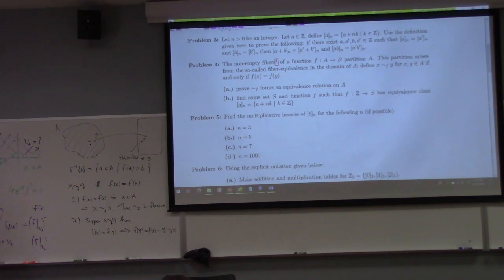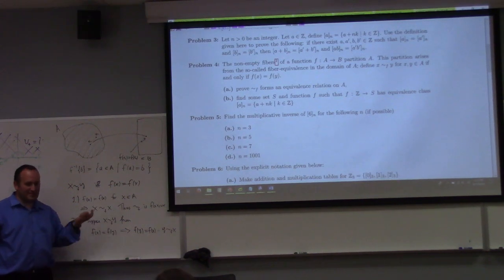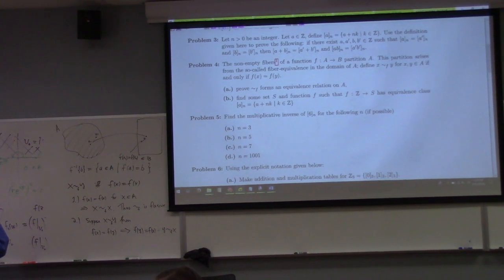Part B, it's the same as always, right? You assume x is related to y and y is related to z. Your goal is to show that x is related to z.